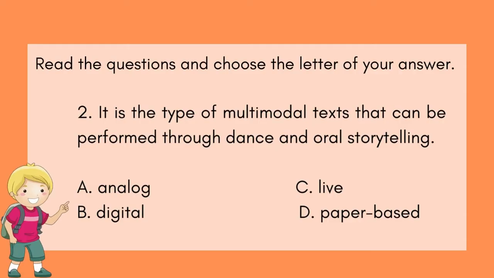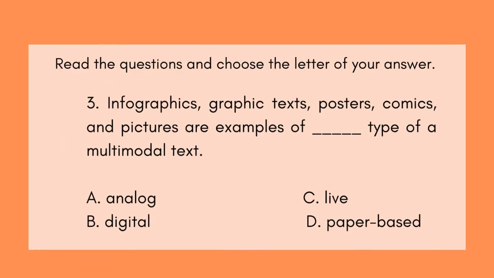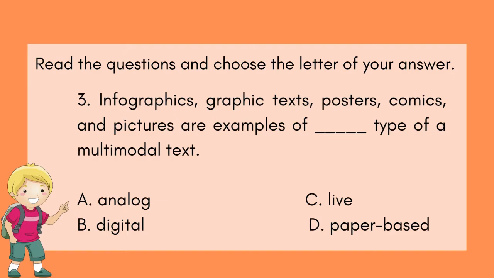Number 2. It is the type of multimodal text that can be performed through dance and oral storytelling. A. Analog. B. Digital. C. Live. D. Paper-based. Number 3. Infographics, graphic text, posters, comics, and pictures are examples of type of multimodal text. A. Analog. B. Digital. C. Live. D. Paper-based.